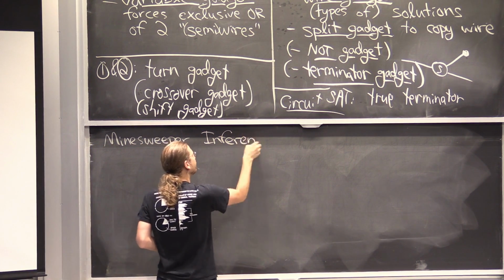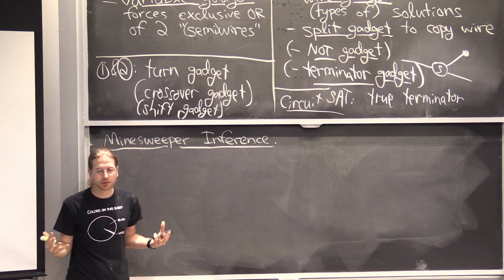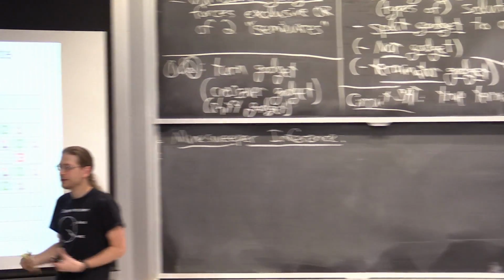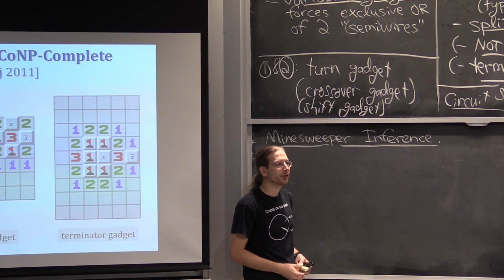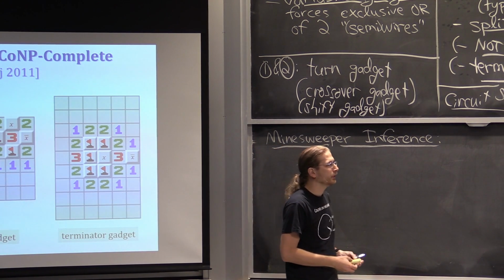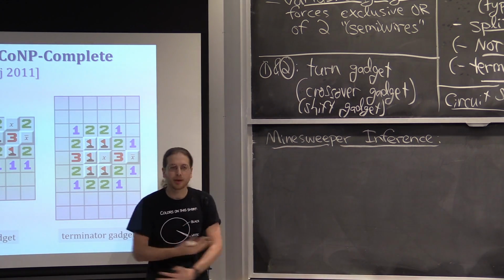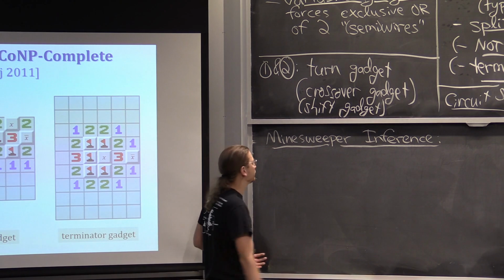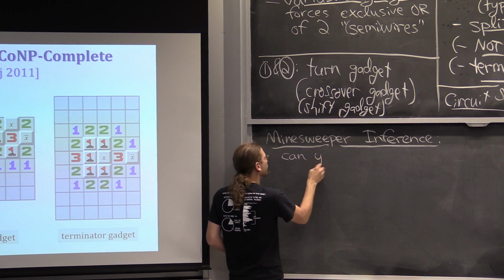I want to solve this puzzle. What does it mean to solve the puzzle? Well, it means you're given this partial information. You want to know, am I done? Did I solve it? Can I solve it? Can I figure out where all the bombs are? This is like there being a unique solution. So I want to conclude that, okay, I can figure out where all the bombs are. So, can you figure everything out?